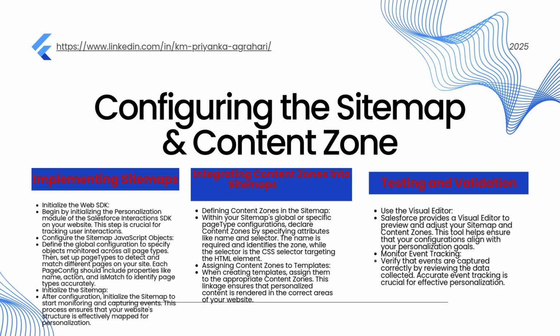The last step is to initialize the sitemap. After configuration, initialize the sitemap to start monitoring and capturing events. This process ensures that your website's structure is effectively mapped for personalization. For a more step-by-step walkthrough, check out the official Salesforce guide on sitemap implementation. So that is all about the sitemap.